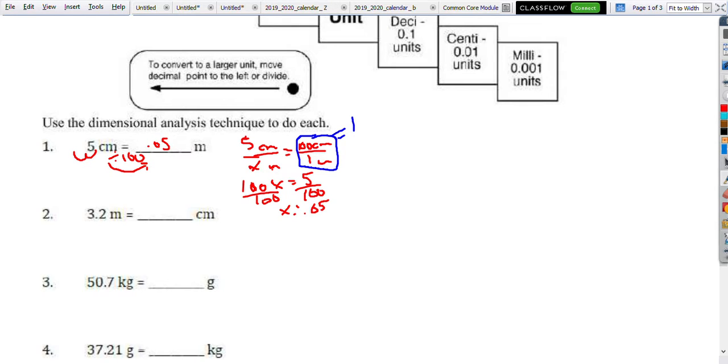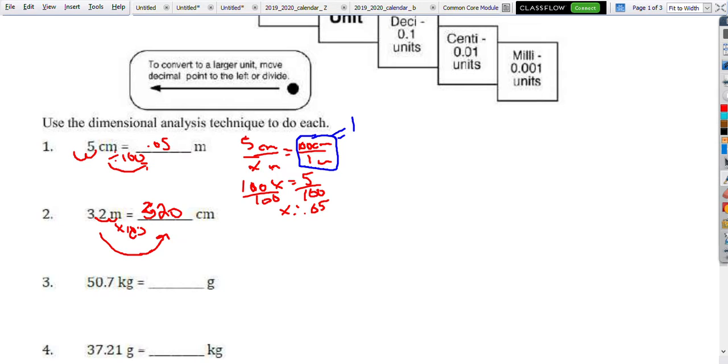Okay. 3.2 meters into centimeters. I'm getting from a bigger unit to a smaller. I'm just going to multiply times 100. Okay, so I'm going to move my decimal spot 2 spots over to the right, and then I get 320 centimeters here. All right, kilograms to grams.